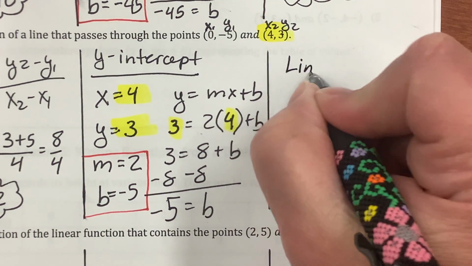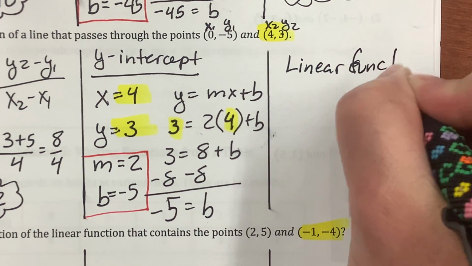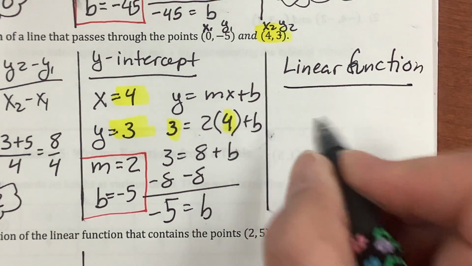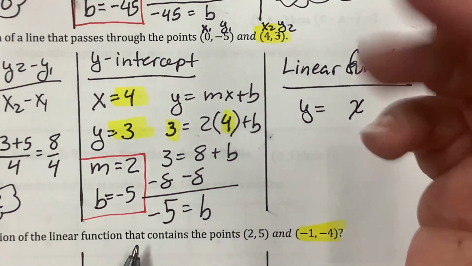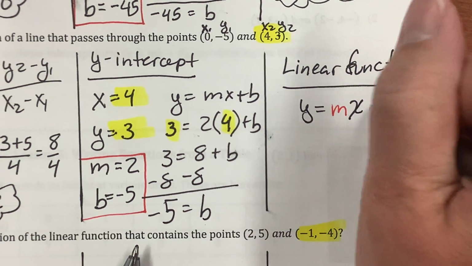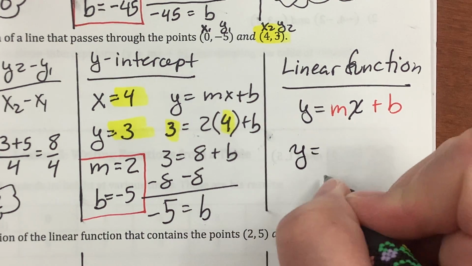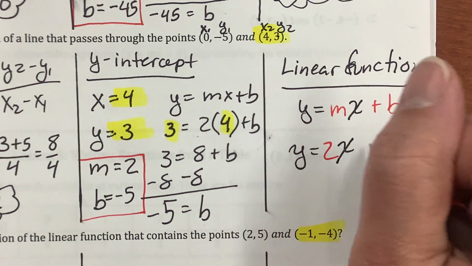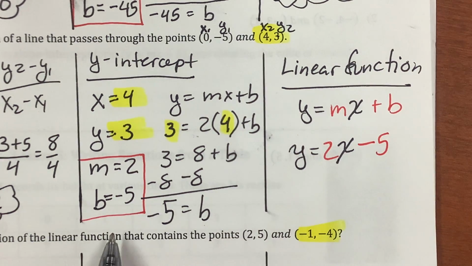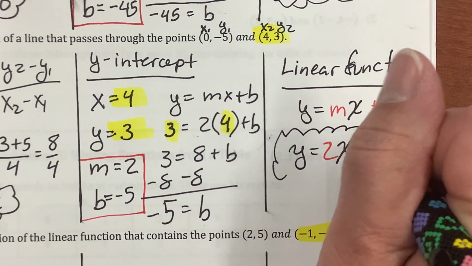So here's my linear equation, or linear function. Yeah, let's keep it consistent and call it a linear function, which is y equals mx plus b. Now, the y stays the same, the equal stays the same, the x stays the same. I use the m from here and the b from here. So 2x minus 5, because negative 5 becomes minus 5. And that's my answer. Yay, happy math.